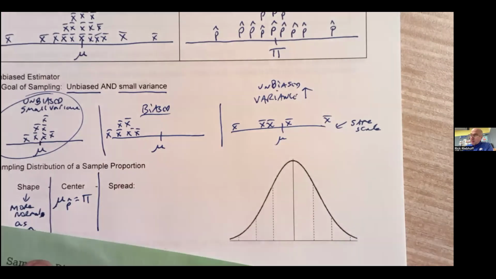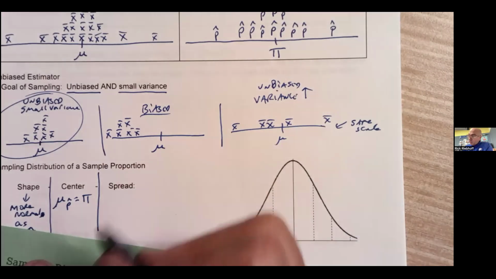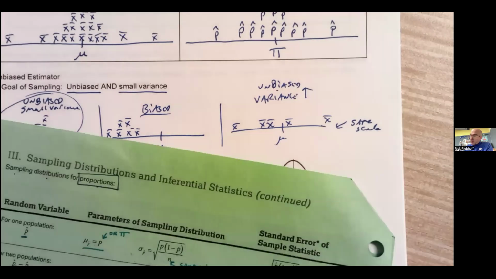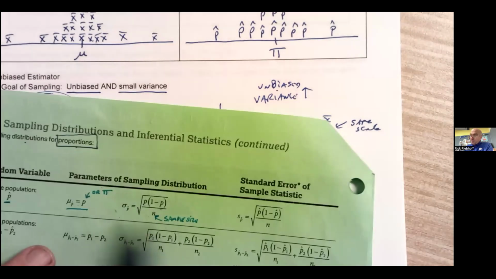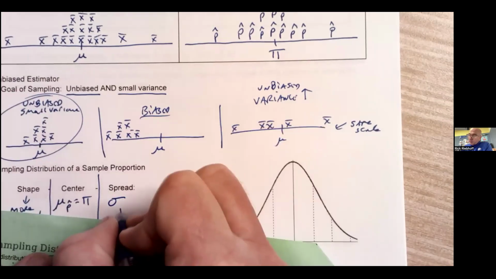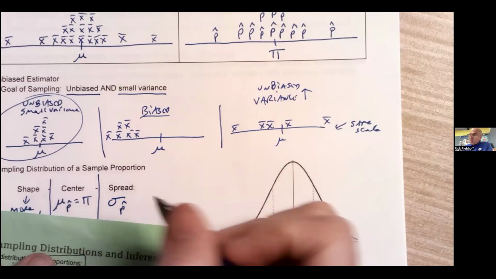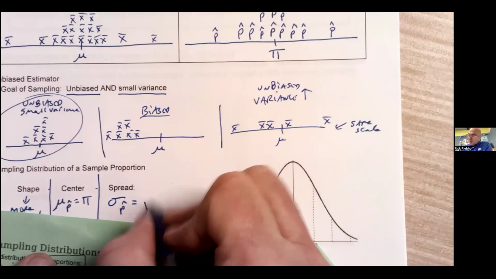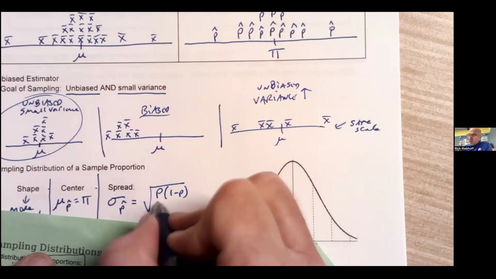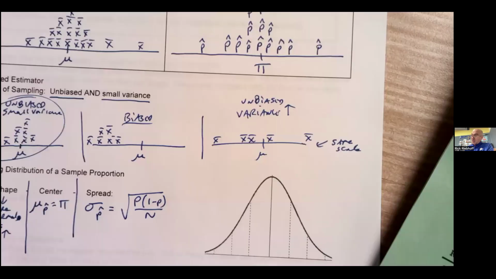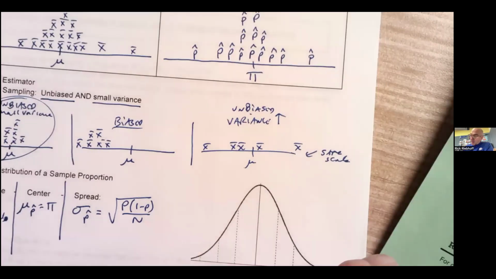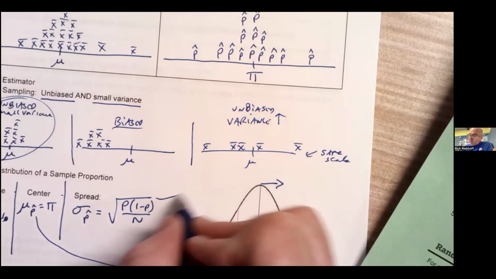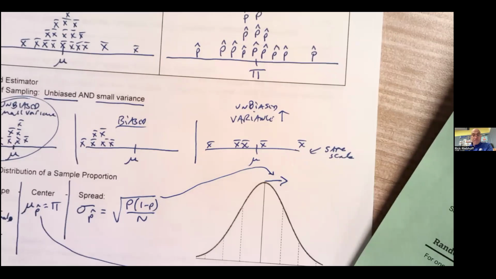Okay. The spread would be this right here, right? So the standard deviation of the sampling distribution of these sample proportions would be equal to the square root of p times 1 minus p over n. Okay? And we could draw that over there. This would be the center, and one standard deviation would be this, right?